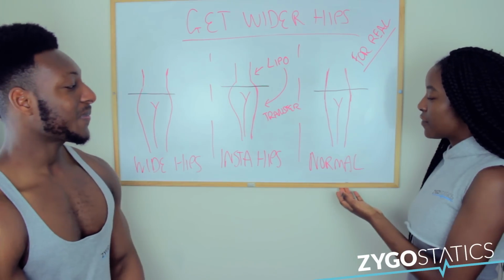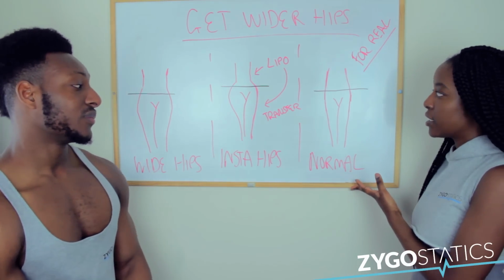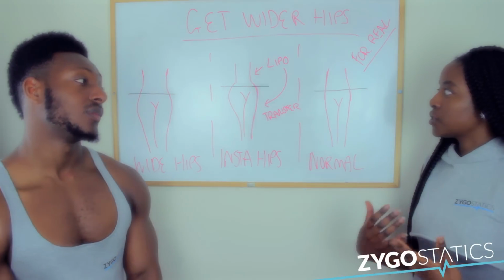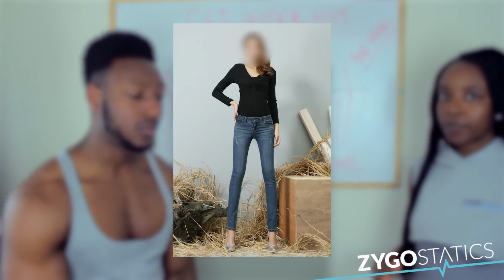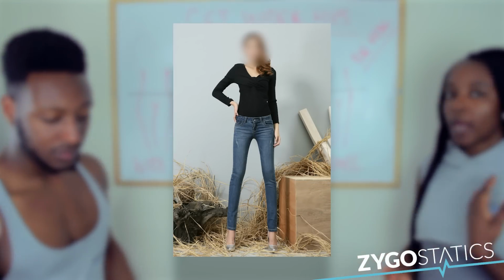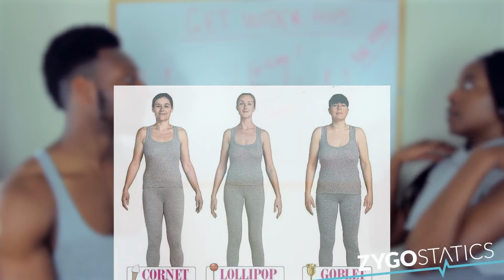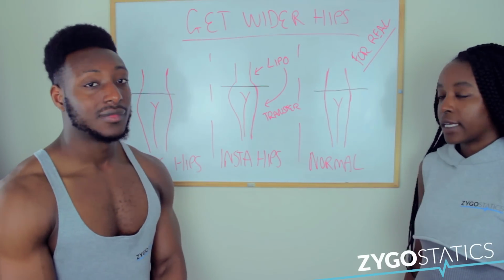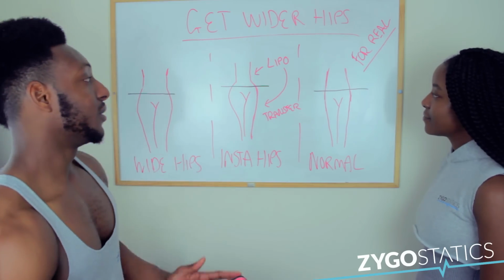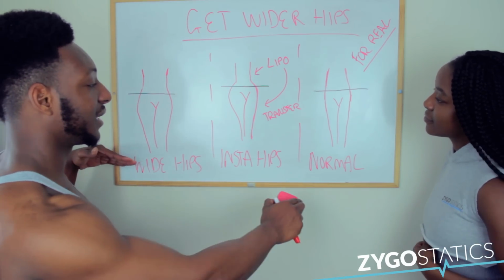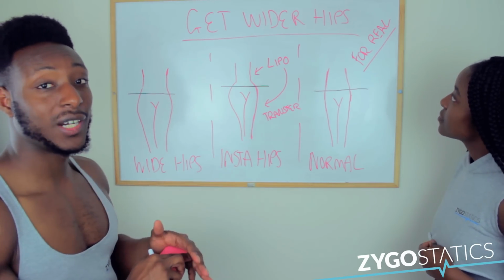And then you have the normal hips. These hips are usually on people with a mesomorphic type of physique. You have apple physiques or rectangular physique. Mesomorphic will have wider shoulders and narrower legs and hips. So now we've explained the different types of hips, we can explain how you can get them wider.